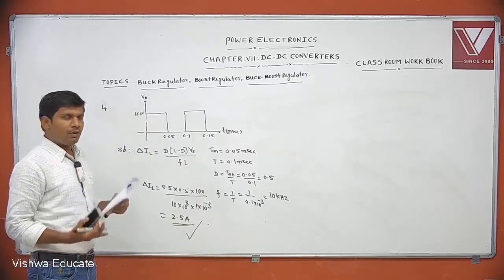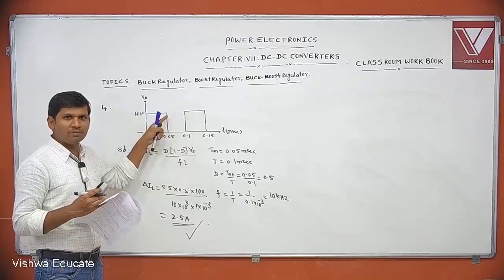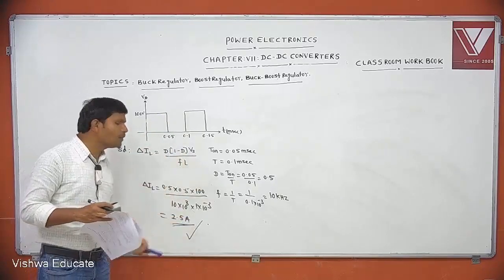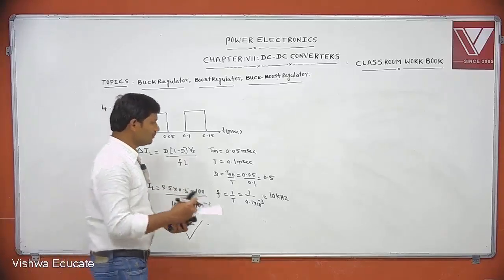Simple. The duty cycle and frequency are calculated from this waveform. This waveform is given, and you can use that data here to get the peak to peak ripple. Clear? Quick.